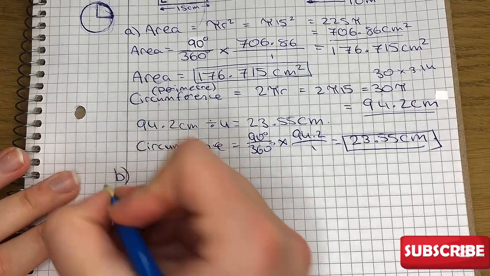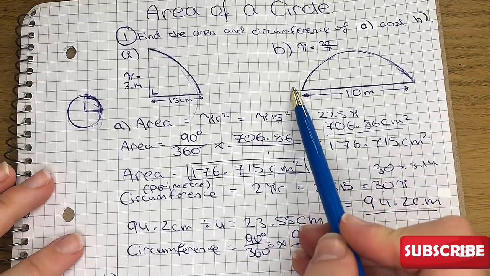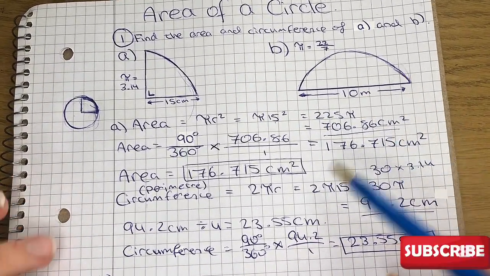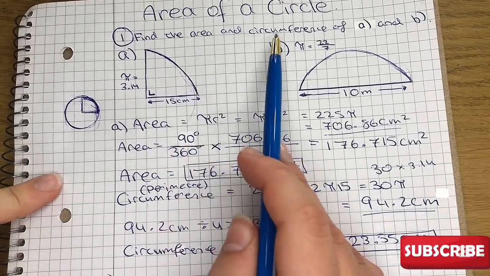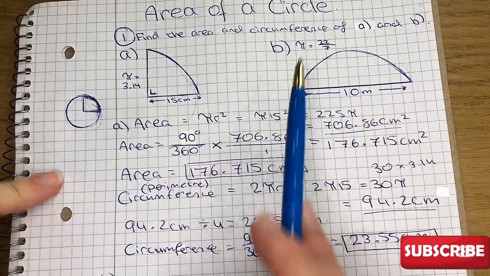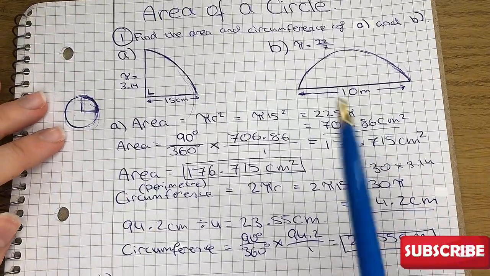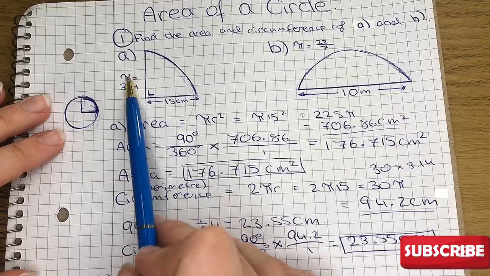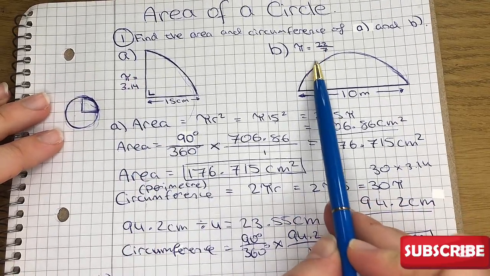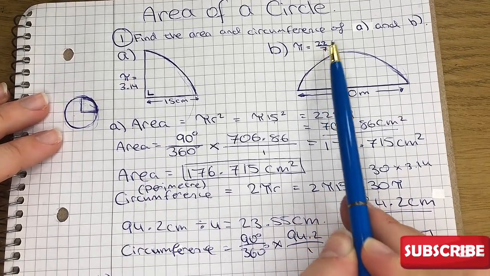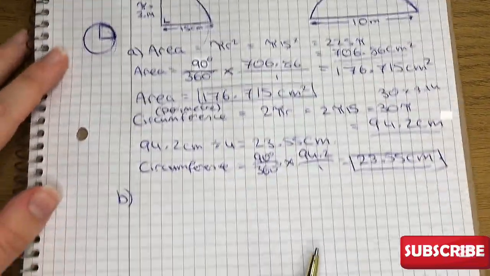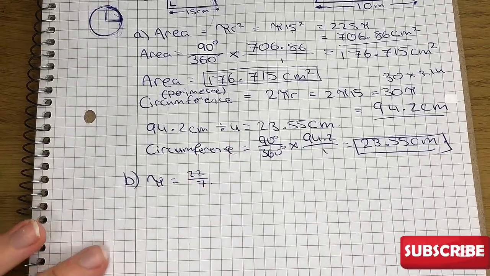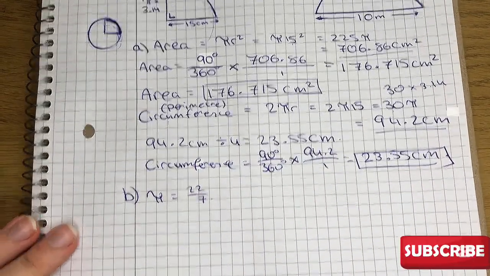Now, for B, we're dealing with not a sector, but half of a circle. So we have to find the area and the circumference of this part of the circle, but note, here it's telling us that pi is not equivalent to 3.14 like it did in the first part of the question. It is telling us that pi is equivalent to 22 over 7. So let's note that. Pi is equal to 22 over 7. Now let's find the area of the circle.